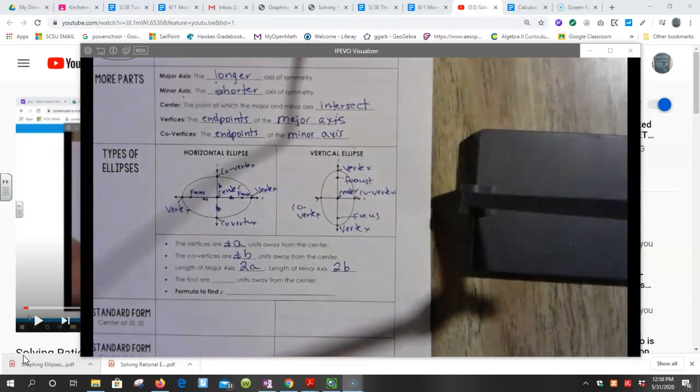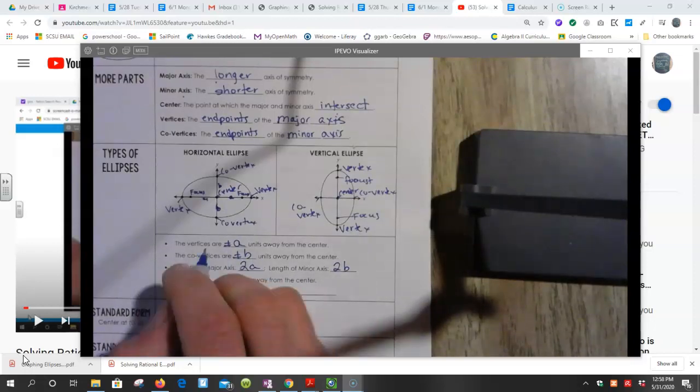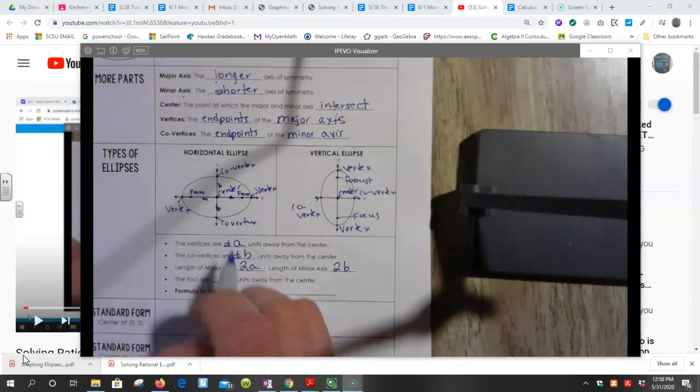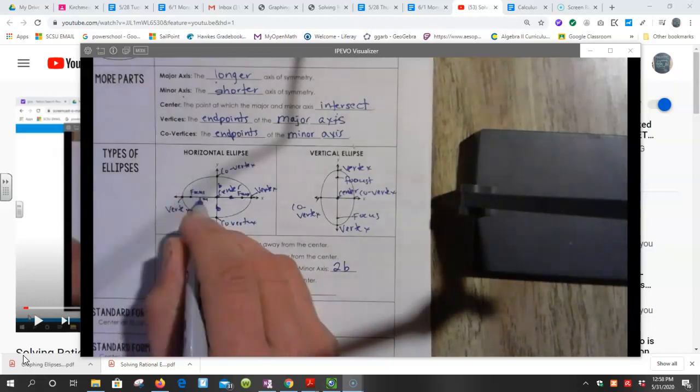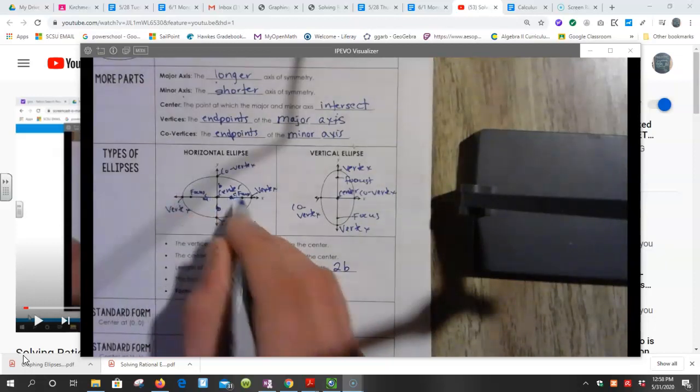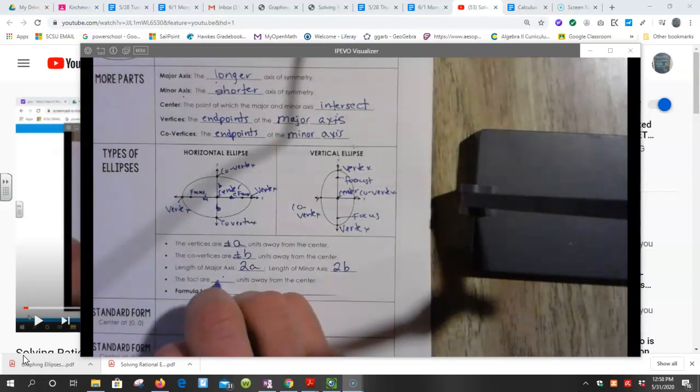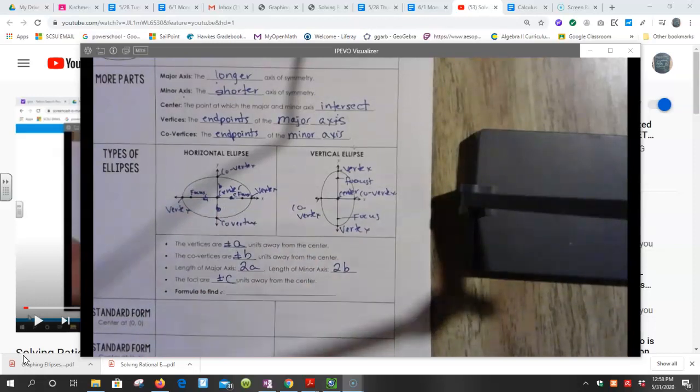The foci are plus or minus c units from the center. Okay, so c units. So from here to here, and from here to here, that's c. So c is going to be here, and c is going to be here. So they are plus or minus c units away from the center.